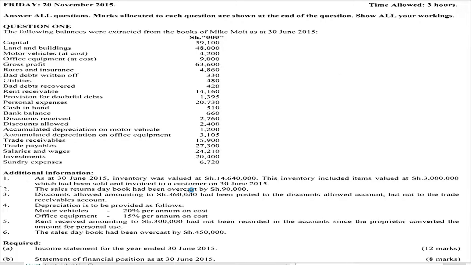Then also the provision for doubtful debts, we have been given here 1,395. We are going to add the 1,395 as a liability, which is reducing the net receivable. So it's going to affect the balance sheet on the liability side as well as on the current assets. So those are the adjustments that we need to undertake. So let's start with the income statement for the year ended 30 June.